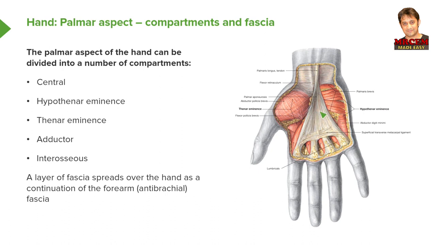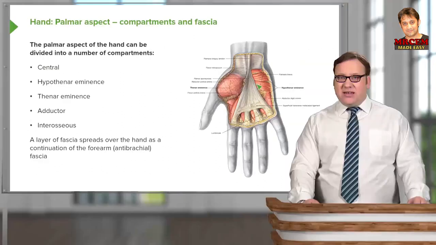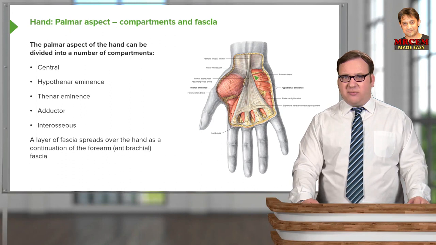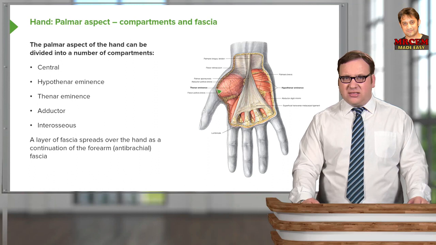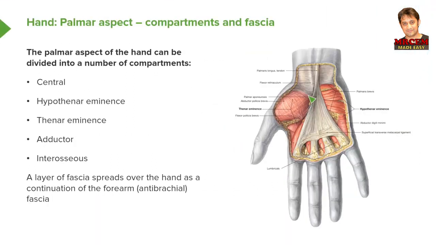So, another space we can see is known as the hypothenar eminence. The hypothenar eminence is located medially within the hand, and we can see there's a collection of muscles here. Then we have the thenar eminence. That is associated with the thumb. So we can see the thenar eminence here. We then have a small adductor compartment, which is just here, in between the thenar eminence and the central compartment. And then deep in between the metacarpals, we have an interosseous compartment. And we're now going to explore all of these individual compartments.